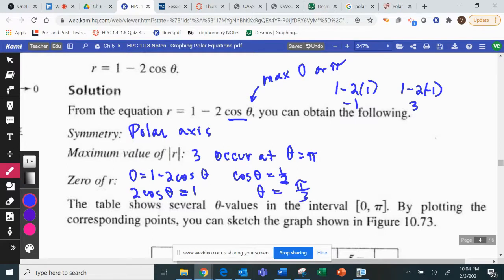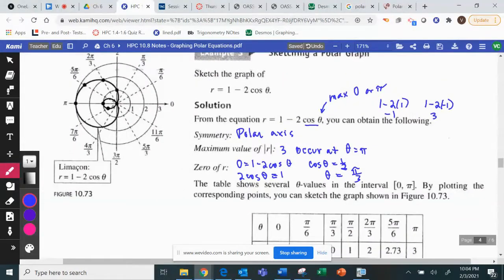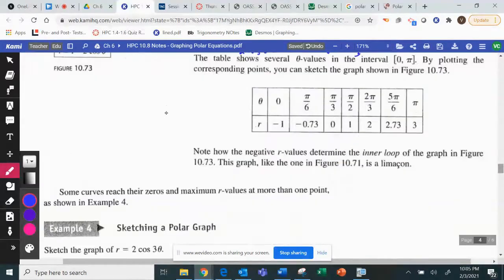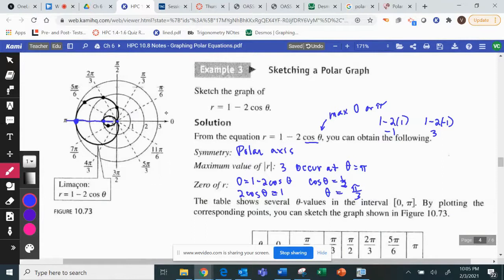We know that the maximum occurs at theta equals pi. So you can see at theta equals pi, we've got that maximum value of 3. We've got the zero of r at pi over 3. That one's a little harder to see because if r is 0, it could really be at any angle at that point. I already plugged in 0 to find the answer to be negative 1, so you can see that point there. All you need to do is find just a few more points and plot those, and then we can use symmetry to reflect it in the polar axis to find the rest of it.